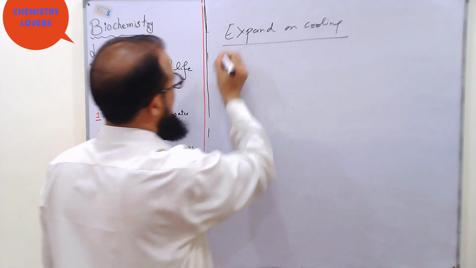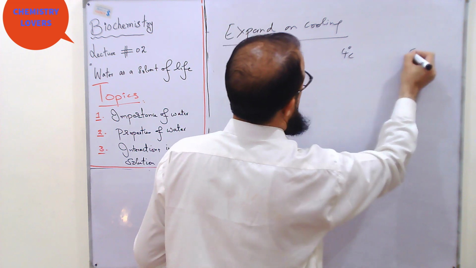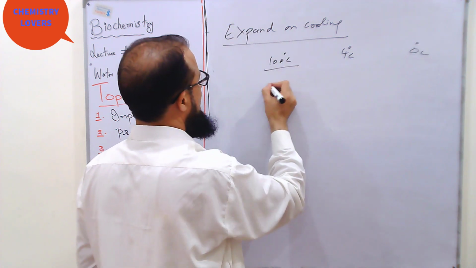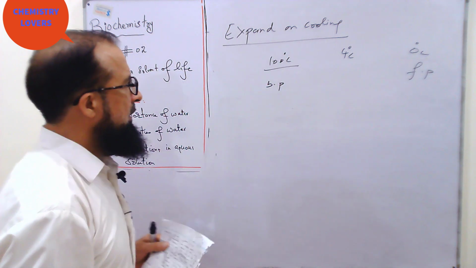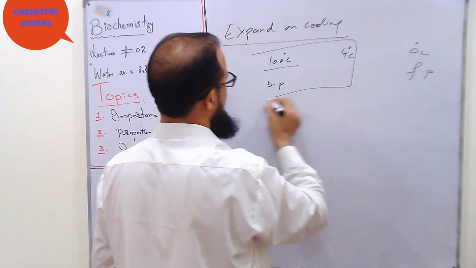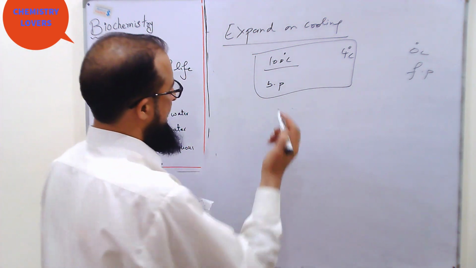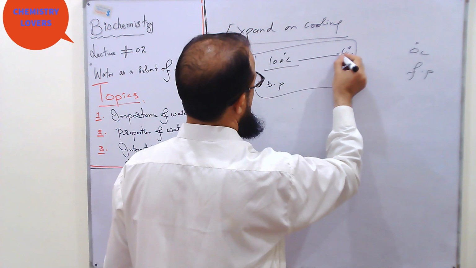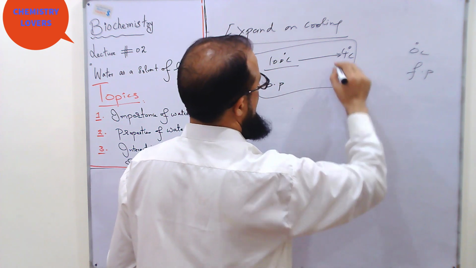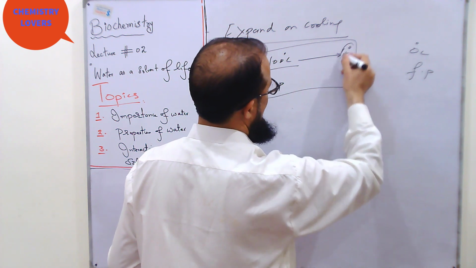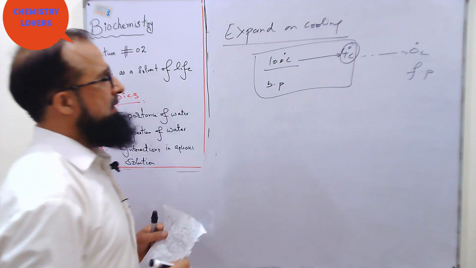And this phenomenon can be explained in such a way that this is the boiling point of water and this is the freezing point of water. Now in this range, water shows similar behavior to other liquids. For example, water contracts on cooling, while beyond this temperature, the 4 degrees centigrade temperature, water expands on cooling.